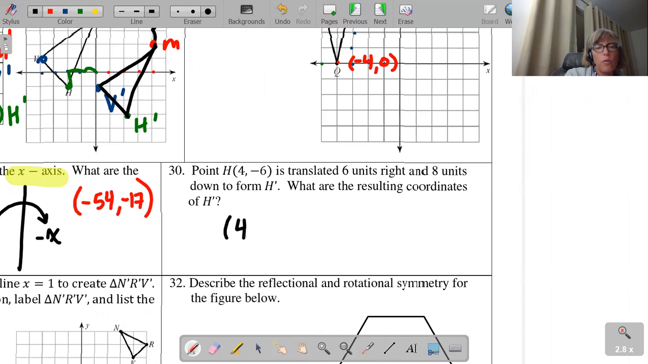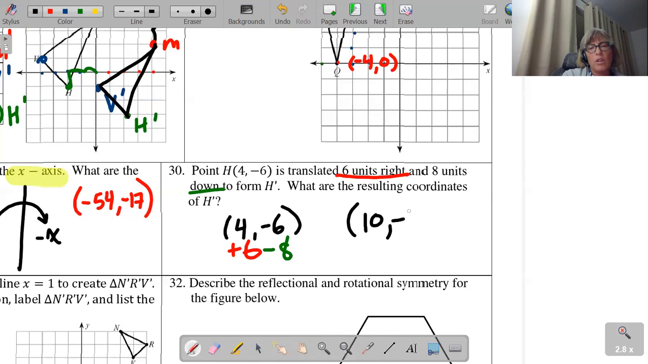We have 4, -6, and we translate 6 units to the right. That just means we're adding 6. And 8 units down, that means we're minusing 8. So 4 plus 6, new coordinates would be 10. -6 minus 8, new coordinates would be -14. That would be your H prime.